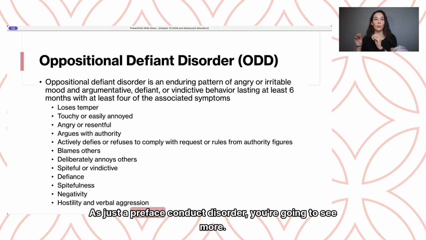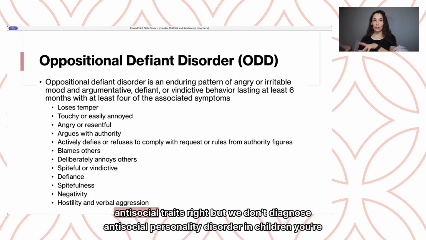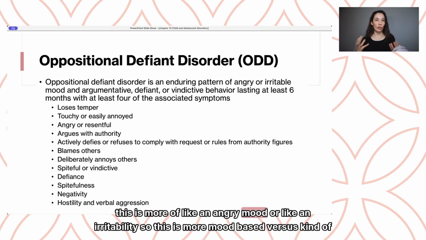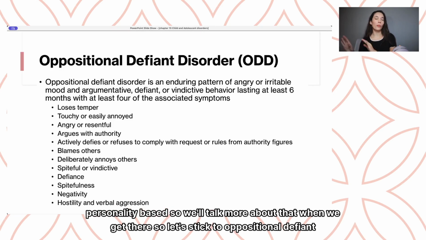As just a preface, with conduct disorder you're going to see more antisocial traits, but we don't diagnose antisocial personality disorder in children. You're going to see more wanting to hurt others, whereas oppositional defiant is more of an angry mood or irritability. So this is more mood based versus personality based. We'll talk more about that when we get there. So let's stick to oppositional defiant.